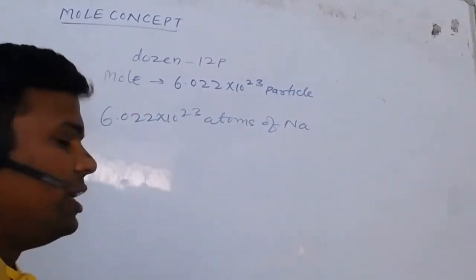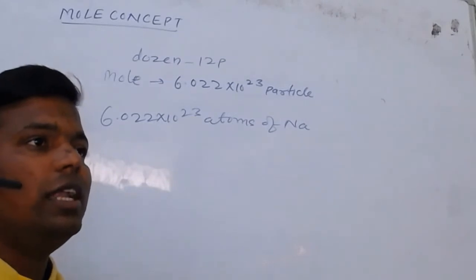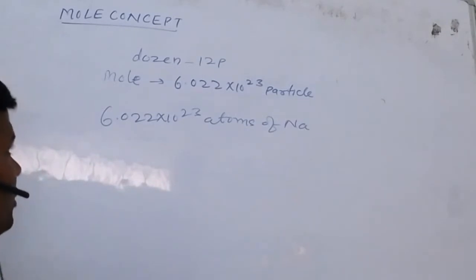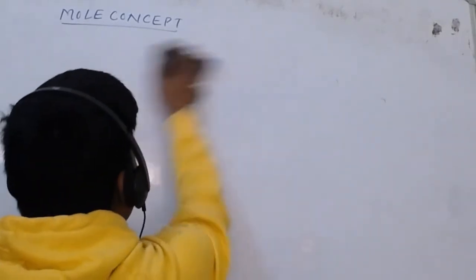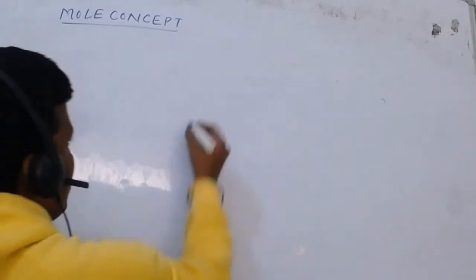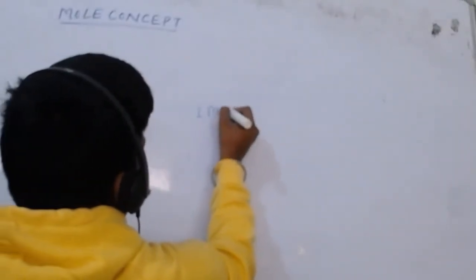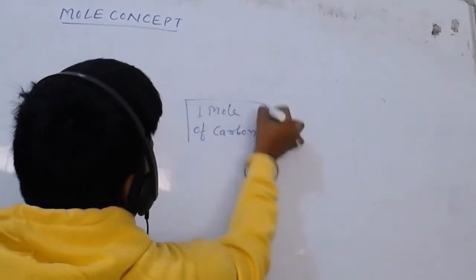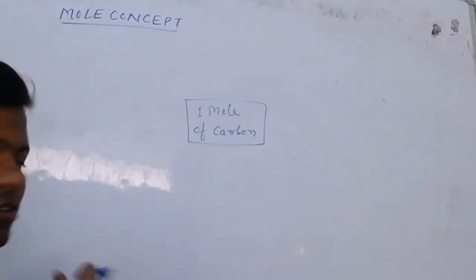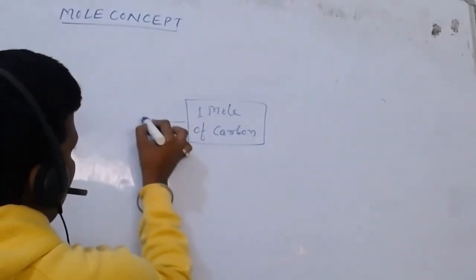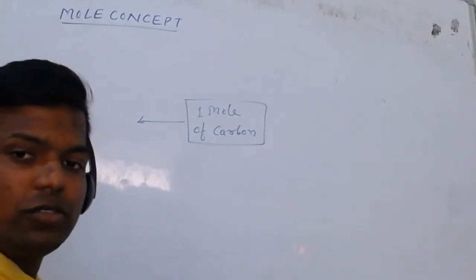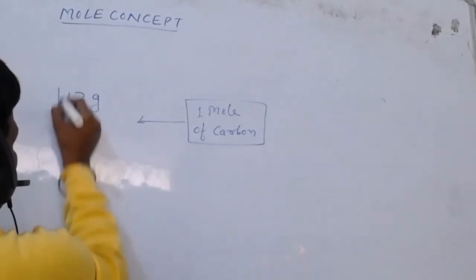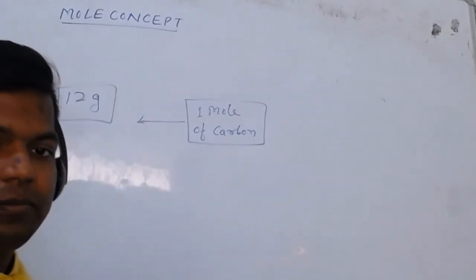Similarly, in the mole concept, we are going to relate moles, mass, volume, particles and all. So we will see. For example, if we take 1 mole of carbon, then what information can we find from here? What would be the mass of 1 mole of carbon? It will be 12 gram, right?